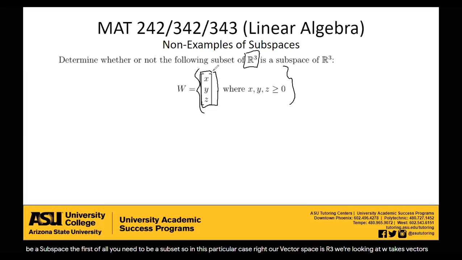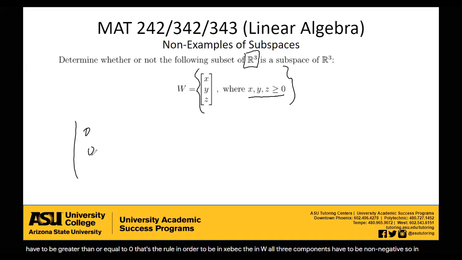What else do we need? We need our subspace to be non-empty. And typically the easiest way to show that is to show that the zero vector is in it. In fact, the zero vector has to be in your subspace. So if we were to check real quick, is the zero vector in here? Well, what does it mean to be in W? It means that X, Y, and Z all have to be greater than or equal to 0. That's the rule. In order to be in W, all three components have to be non-negative.